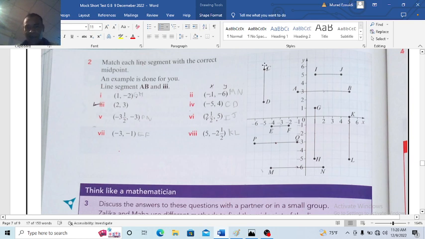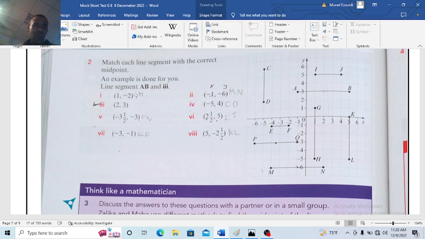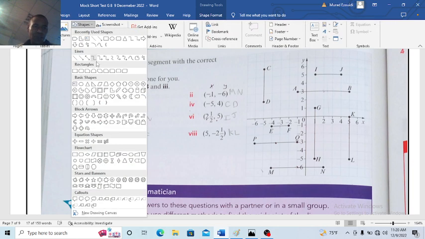For example, here the line segment CD has the same x value, so I will make -5 plus -5 gives -10, then I should divide by 2, which is -5, no change. But the y coordinate of D is 2, the y coordinate of C is 6. I will make 2 plus 6 is 8, divided by 2 is 4. Therefore this is the midpoint. I will use arrows to show you the midpoint.